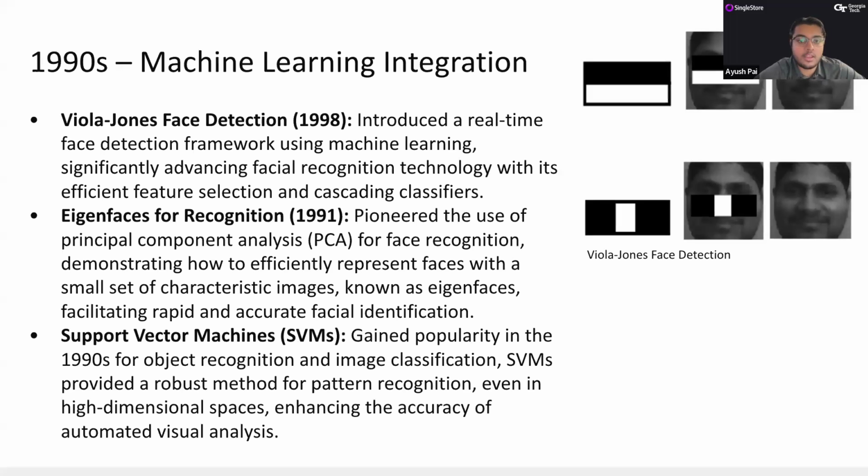A lot of linear algebra went into this, and it enabled systems to identify faces quickly and with greater accuracy. Finally, one of the biggest accomplishments in this period was the creation of support vector machines, SVMs, which you might have heard of already.